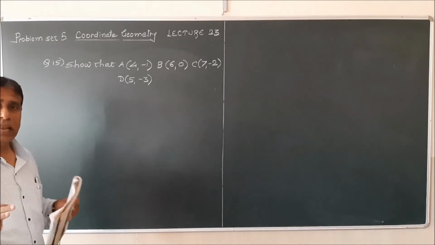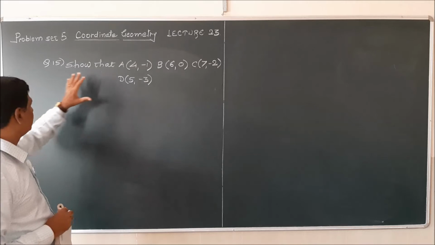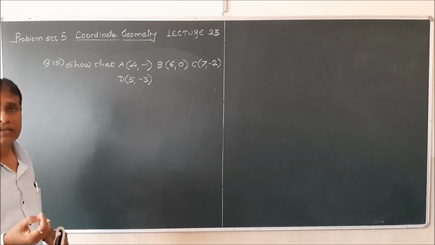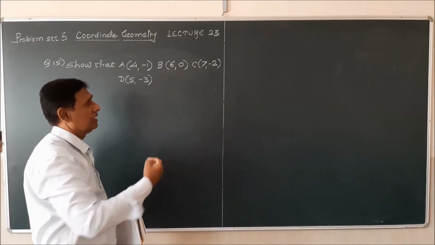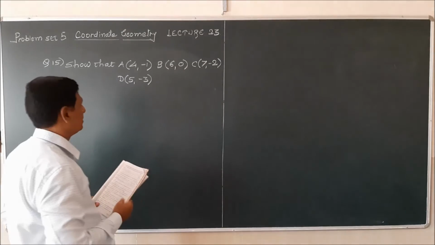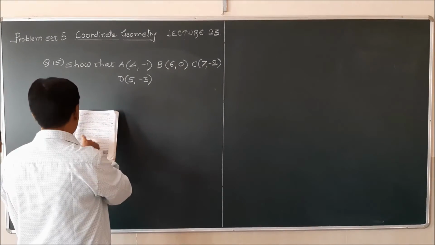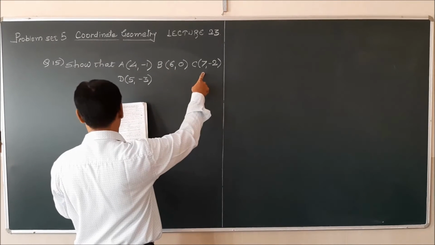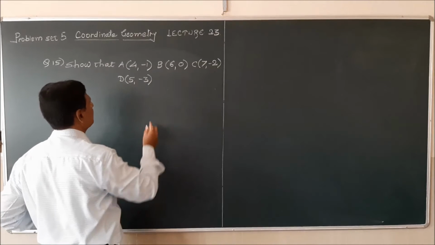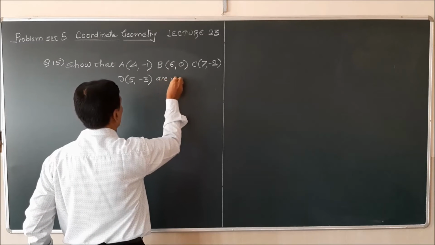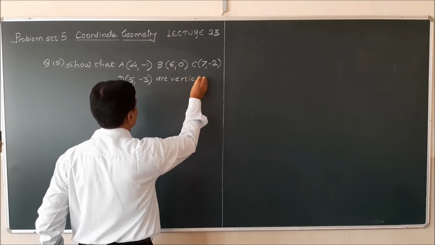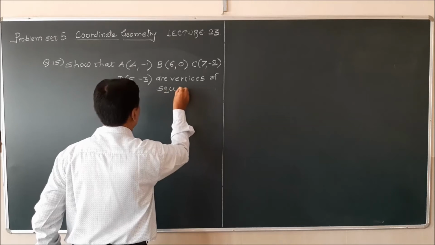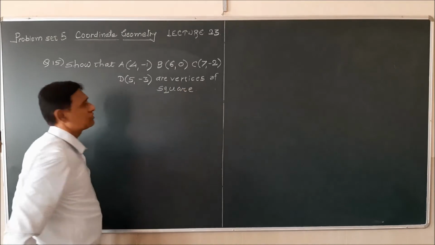Always make a habit that whenever you write these coordinates, check them again, because in exam also if you take a single coordinate in a wrong manner, the whole sum is going to be wrong. So please see here: A (4, -1), right? B (6, 0), okay? C (7, -2), D (5, -3) are vertices of a square. We have to show these are the vertices of a square.